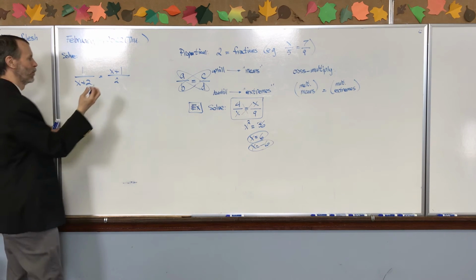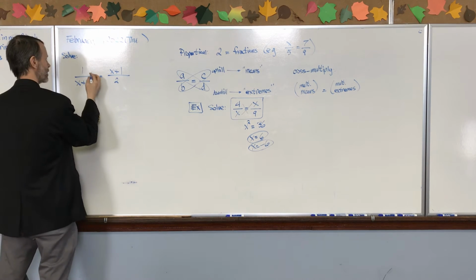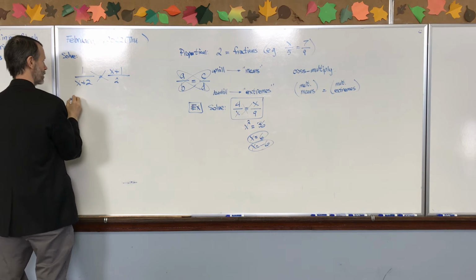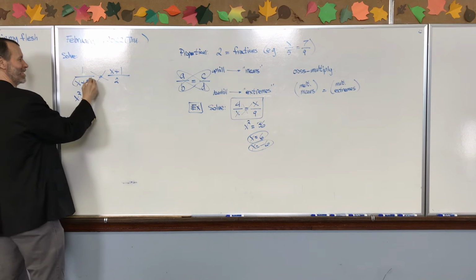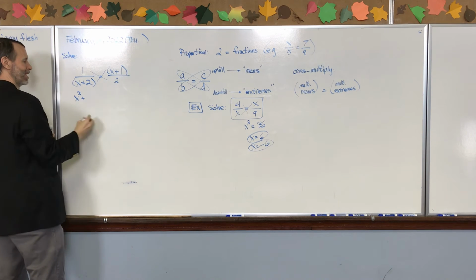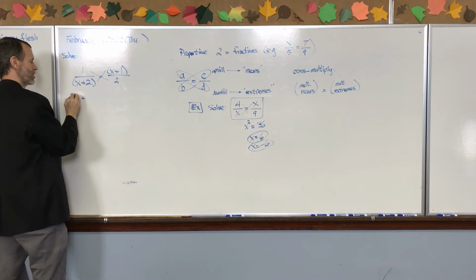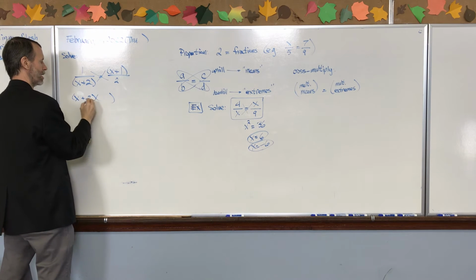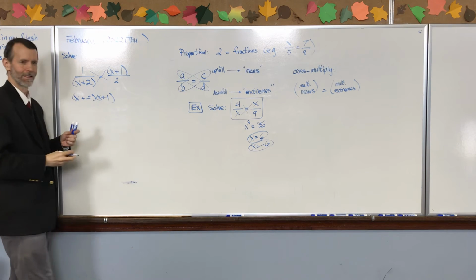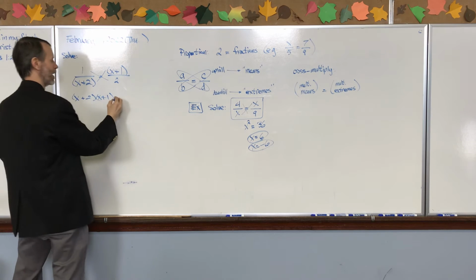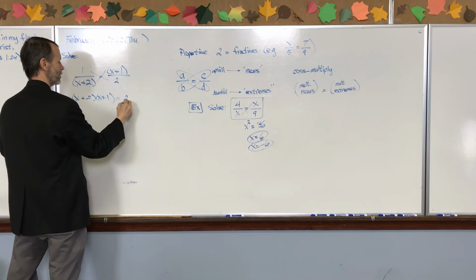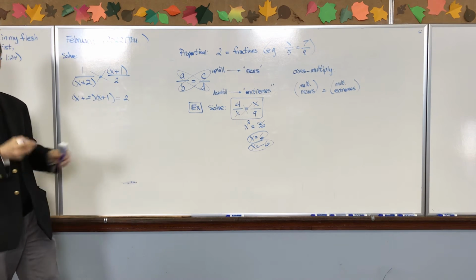Cross multiply. What would you get if you did that? X squared plus 2. Close. I'm going to write it just the way they have it. Does that make sense? This times this equals what? 2.